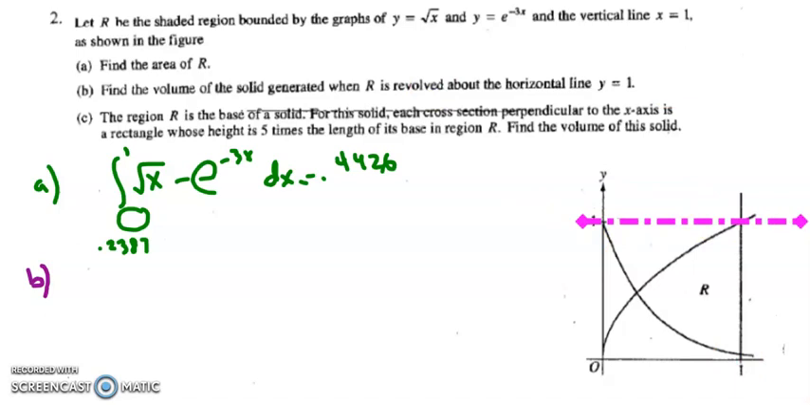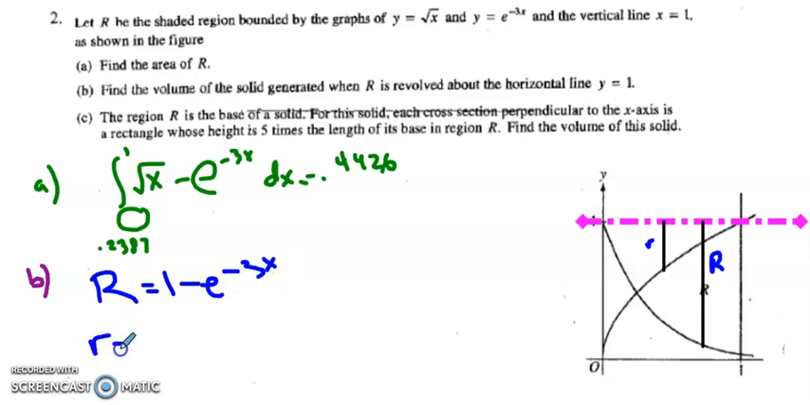So now what I need is big R and little r. Big R is right here, and little r is right here. So let's write those out. I have big R, and I have little r. So the first thing I'm going to do is my big R is going to be top curve minus bottom curve for this length right here. Top curve is 1. Bottom curve is e to the negative 3x.